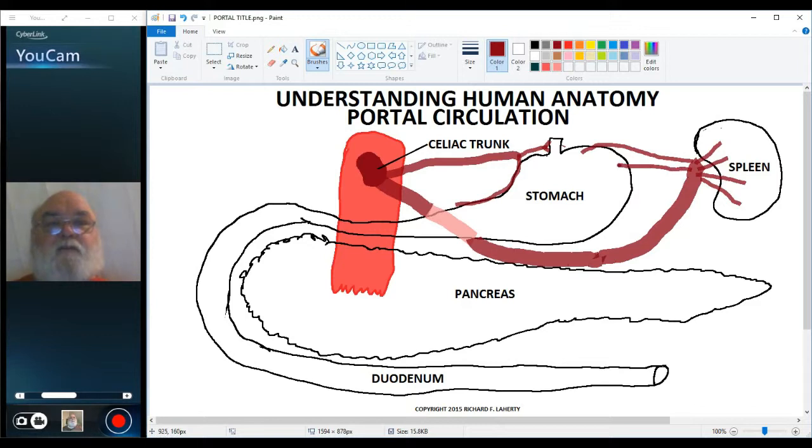And the branches coming over to the stomach are the short gastric arteries. And then there is another branch that goes over to the greater curvature of the stomach and follows along the greater curvature. And as it does so, it gives off branches into the wall of the stomach to supply the stomach.